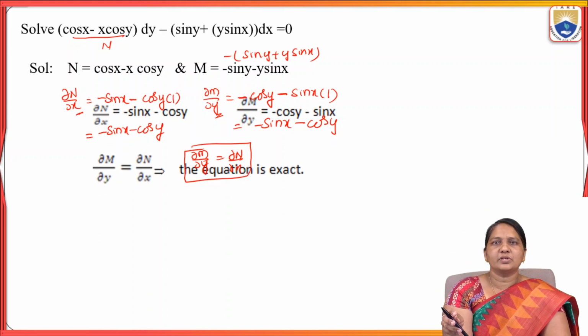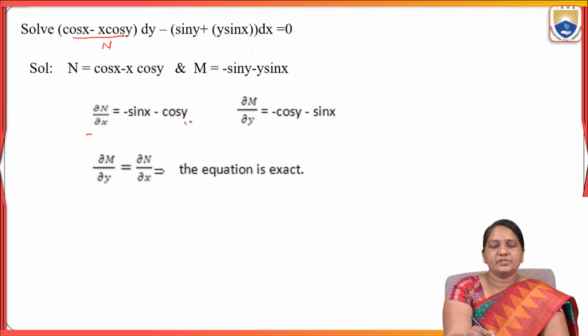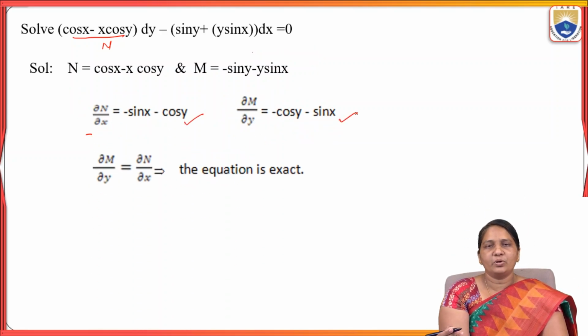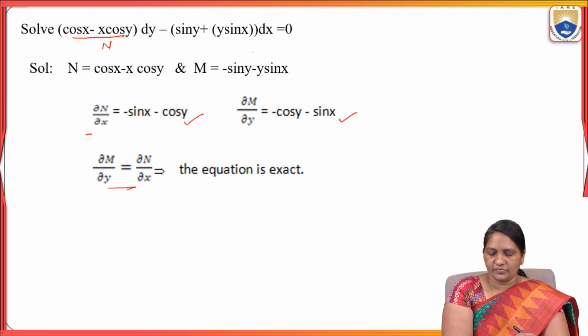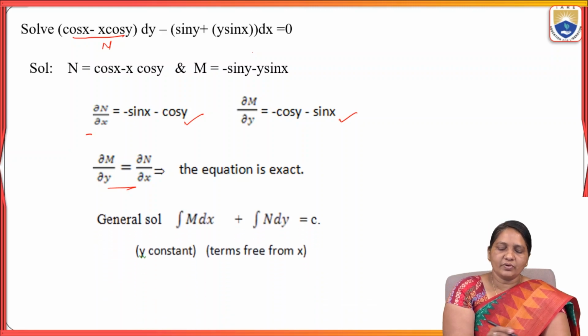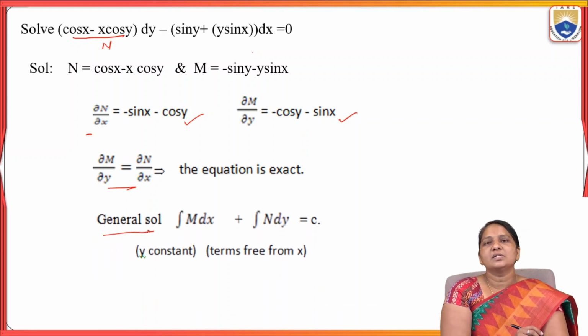You can observe the solution here. So this is the ∂N/∂x value and ∂M/∂y value. Both are equal. Therefore this is the exact differential equation. After finding that, what are we going to find? We are going to find the general solution. What is the general solution? Integral M dx plus integral N dy equal to c. So in M we are going to take y as constant. In N we are going to take only y terms.